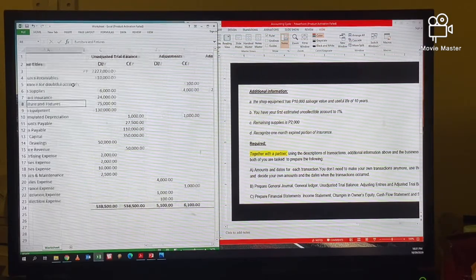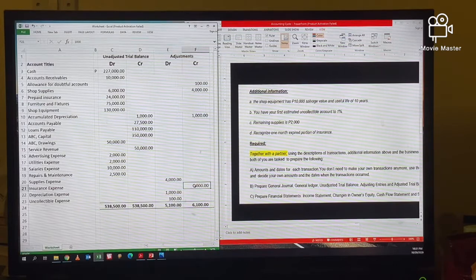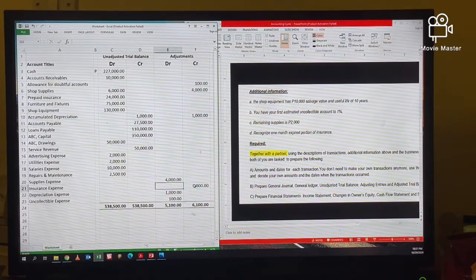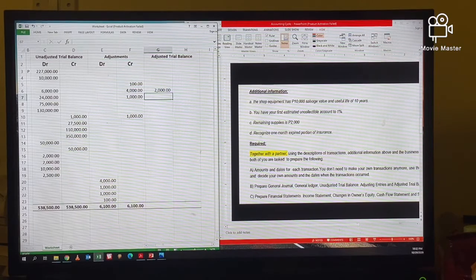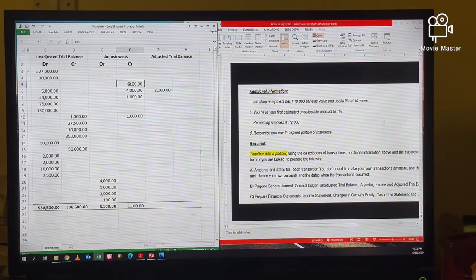So, credit ka, debit insurance expense, bawasan mo ang insurance, credit, prepaid insurance. Okay. So, ito na yung 4 adjusting entries natin.